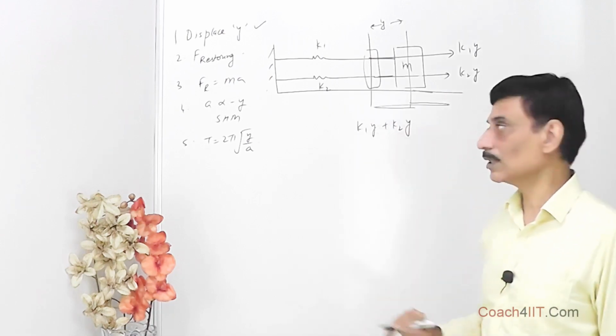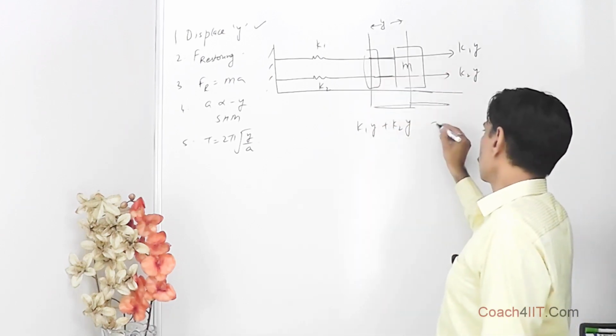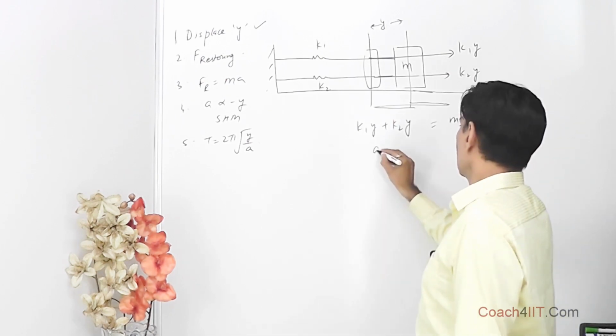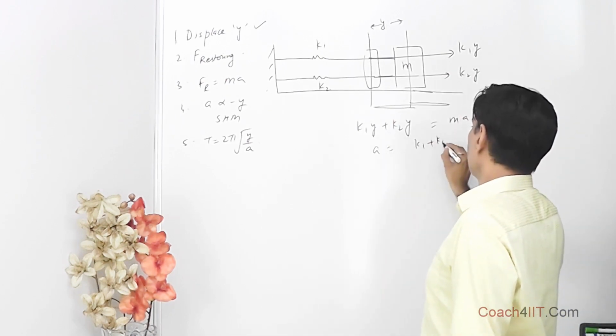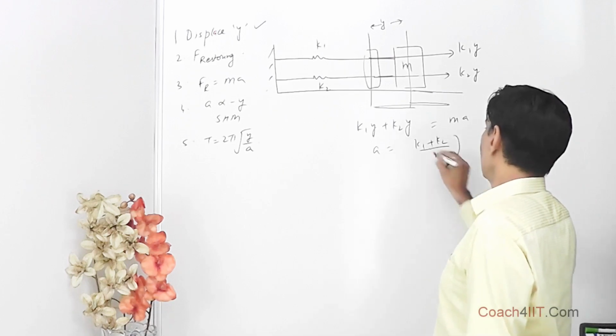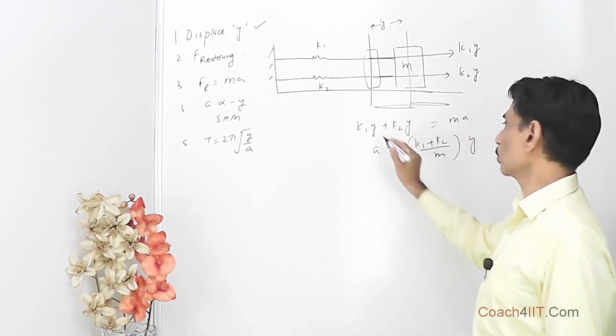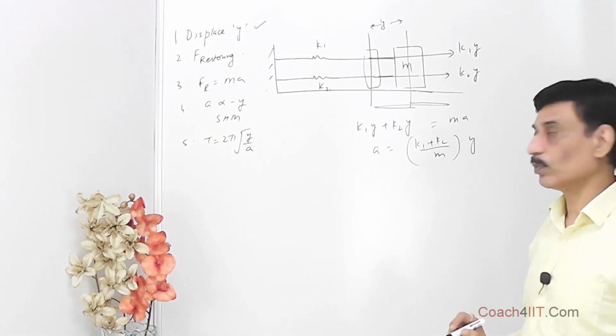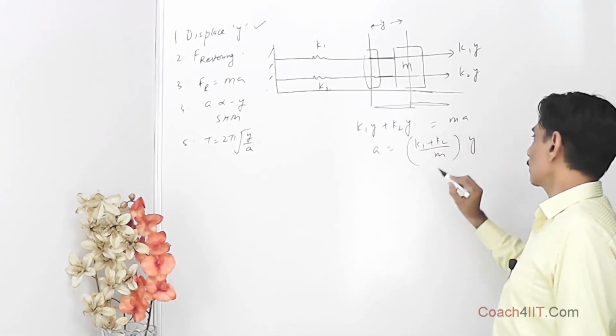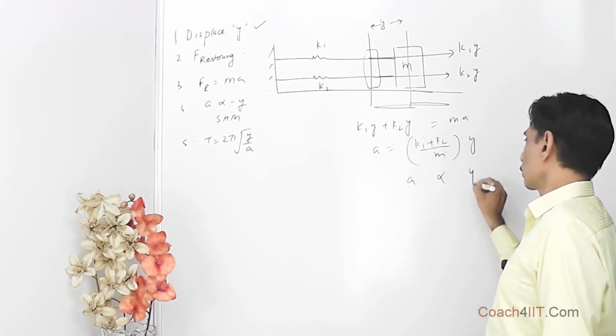This net force is equal to mass into acceleration, so acceleration is equal to k1 plus k2 upon m into y. If we equate the two, m goes over here, so acceleration is k1 plus k2 upon m into y. This is constant, this is constant, this is constant. So over here we say acceleration is proportional to y.